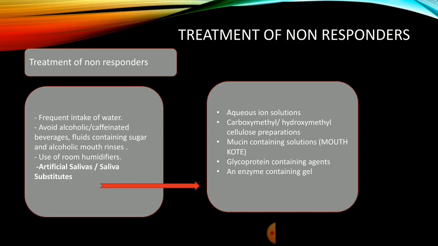Getting into detail about artificial saliva, here are the types: aqueous ion solutions, carboxymethyl cellulose preparations, mucin containing solutions, glycoprotein containing agents, and enzyme containing gels.